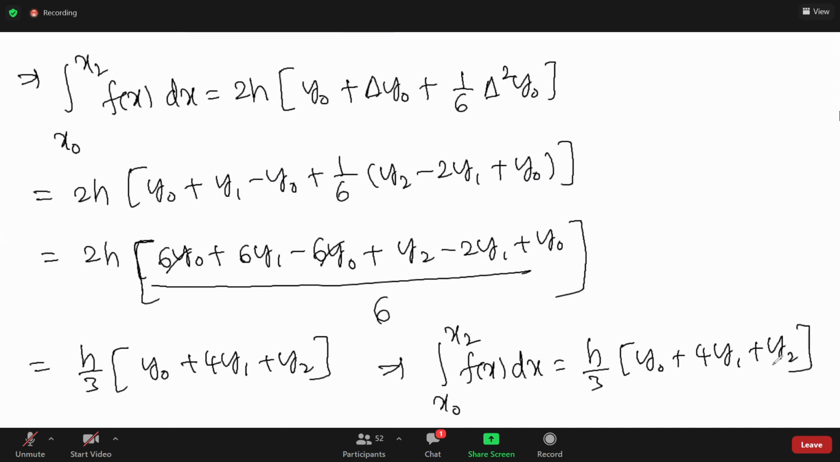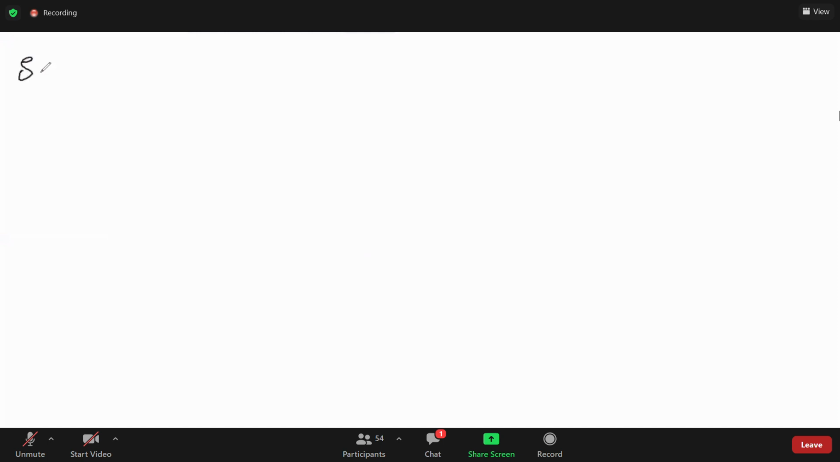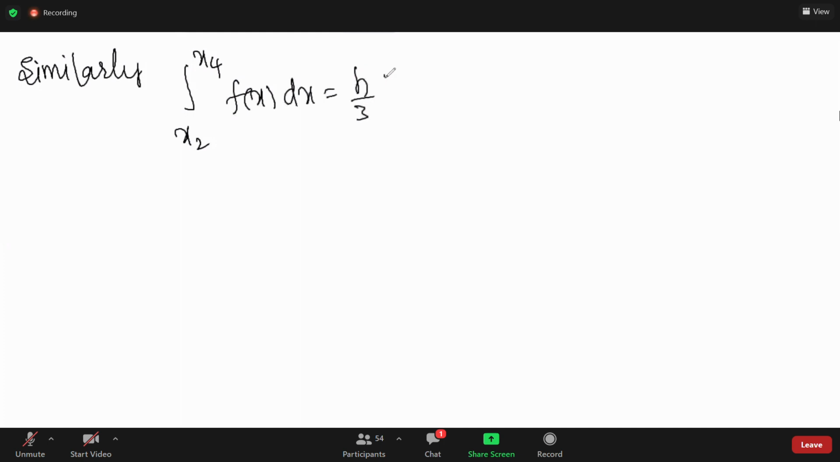Similarly x2 to x4. Here lower limit is x0, okay? So first ordinate is y0. If the lower limit is x2, what is the starting ordinate? y2. Similarly, integration from x2 to x4 f of x dx is equal to h by 3 into first ordinate is y2, continuation 4y3 plus y4.